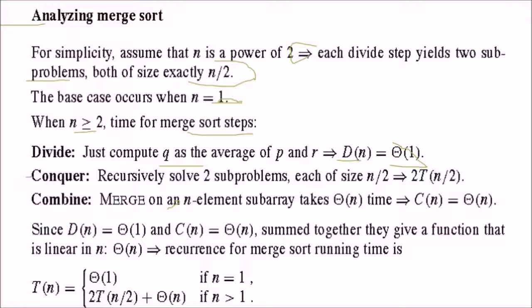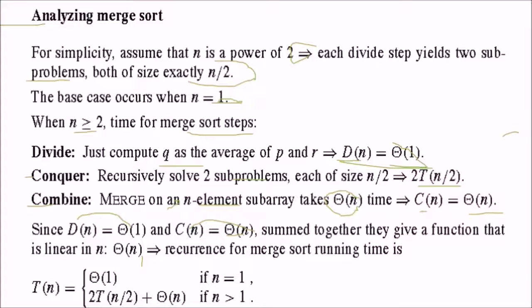What about conquering? We recursively solve these 2 subproblems that we have got here, each of size n/2, so that will be 2T(n/2). And to combine them, we have to merge n elements, so it will take order of n time, so cn, that will be theta n. Since D(n) is theta 1 here, and C(n) is theta n, and we sum them together, they give a function that is linear.